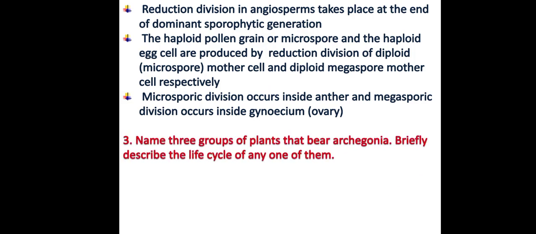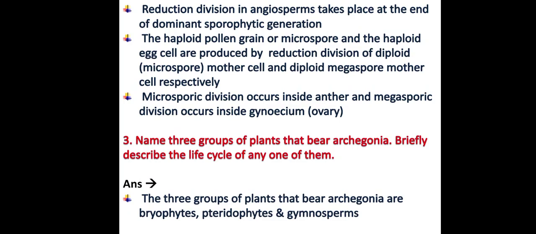The next question: name three groups of plants that bear archegonia. Briefly describe the life cycle of any one of them. So let's see. The three groups of plants that bear archegonia are bryophytes, pteridophytes, and gymnosperms.